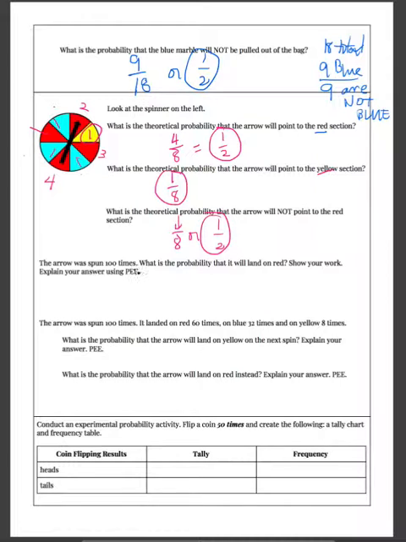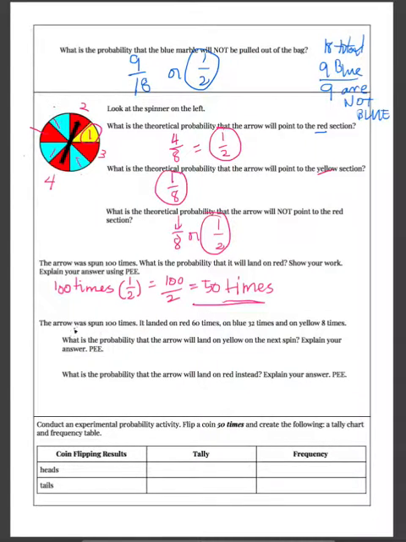The arrow was spun 100 times. What is the probability it will land on red? Okay, so let's look at this one. 100 times. And what is the theoretical probability it will land on red? 1/2. So 1 over 2 times 100 equals 100 over 2 equals 50. So it will land on red 50 times, because the theoretical probability it will land on red is 1/2, and 1/2 of 100 is 50.